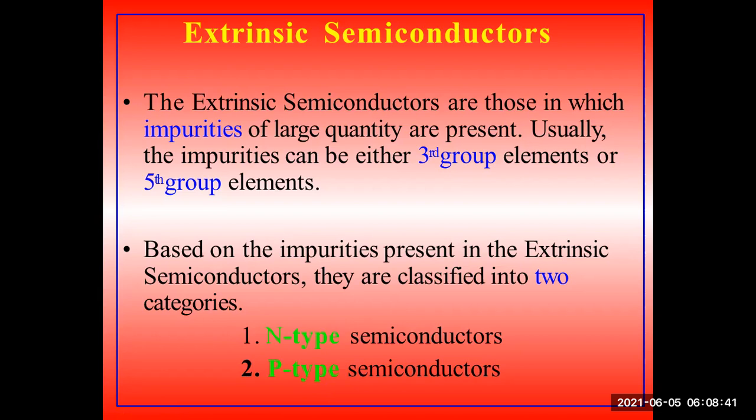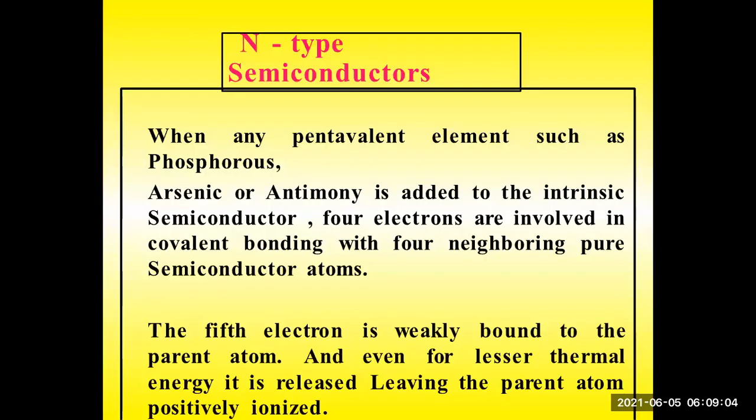Now, since the impurity is added to an intrinsic semiconductor, the semiconductor is said to be an extrinsic semiconductor. Depending upon the doping elements and the valence electrons present in the elements used to dope the pure semiconductor, they are classified into N-type and P-type. Pentavalent means 5 electrons are present in the valence shell.